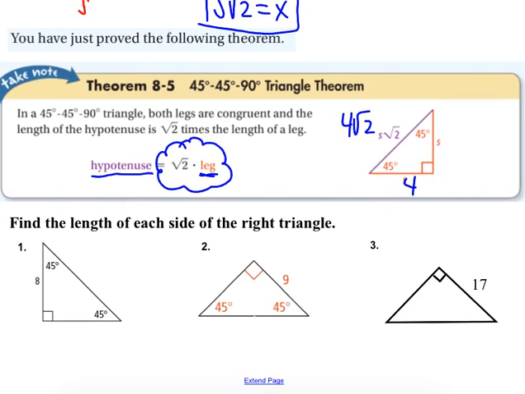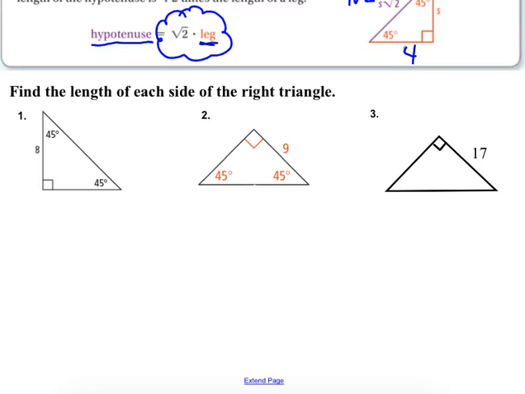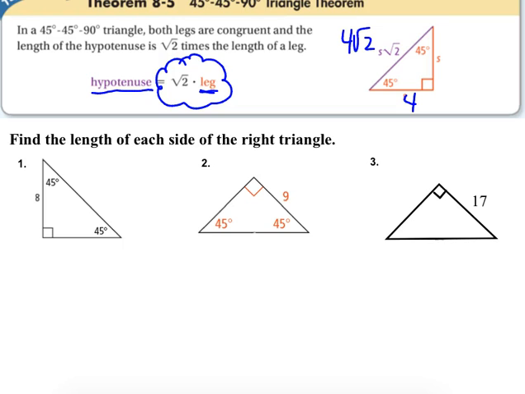Let's try a few examples here. I'll leave that up there so you can see it. So here we have a 45-45-90 triangle, and we're going to find all the missing sides. So again, here are my two congruent sides. If this is 8, then this side is 8. And what did we just learn? The hypotenuse is the square root of 2 times your leg length. So I'm going to have 8 square roots of 2. Boom. Done. Go on to the middle.